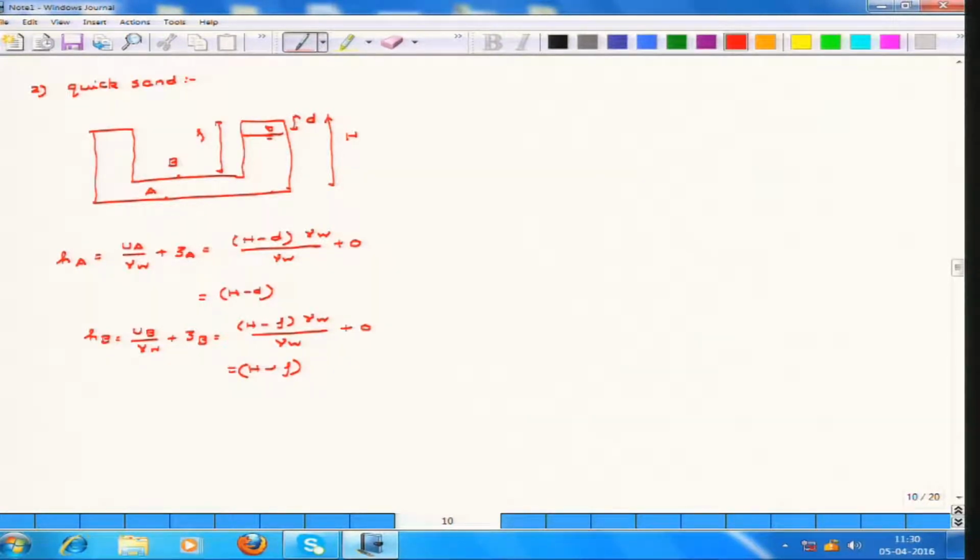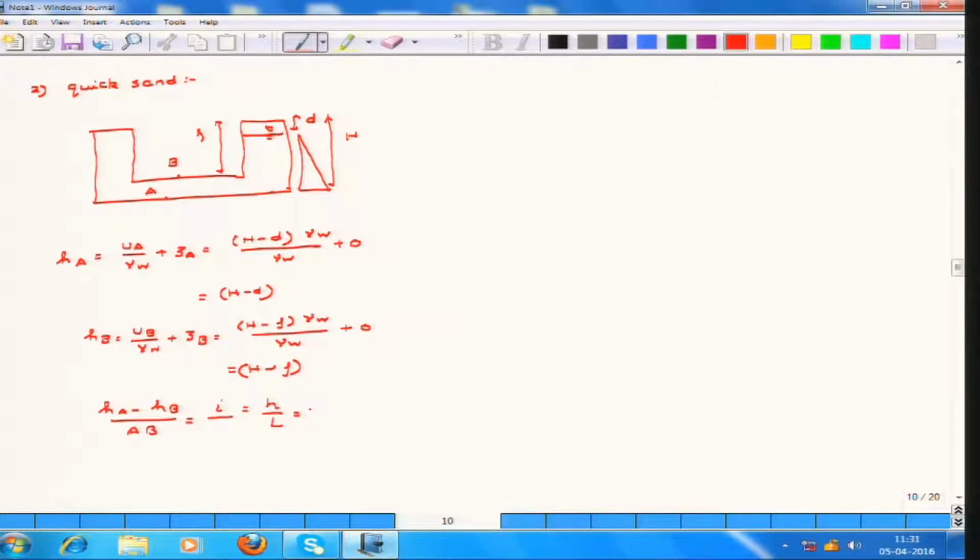Now, the hydraulic gradient is constant from A to B, because as you can see this is just a water table, so it is linear in nature. So basically the hydraulic gradient will be constant from A to B, and this can be given as HA minus HB, that is the head loss, divided by AB, which is equivalent to i, which is equivalent to H by L.